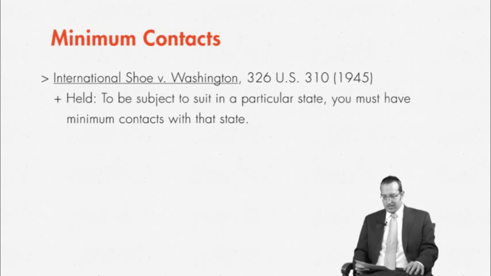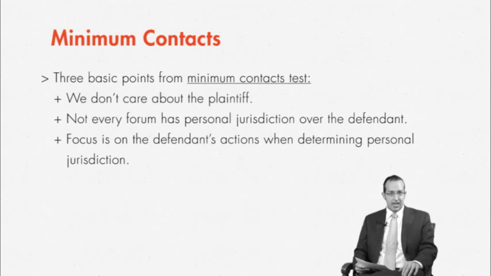If she accepts the benefits and protections of the law, she also accepts the reciprocal burden of being hauled into state court. There are three basic points that come out of the minimum contacts test that you have to know. Number one, we don't really care about the plaintiff. The plaintiff gets to choose which among the acceptable fora to file her lawsuit. But we only look at the defendant to decide which fora are acceptable.